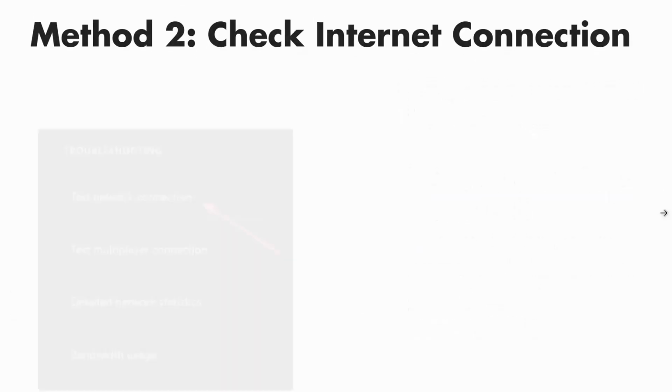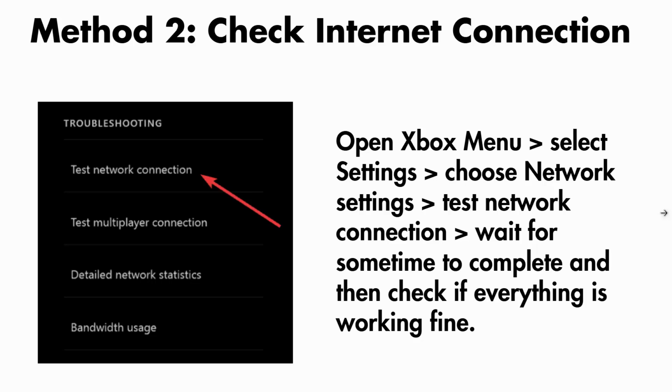If not, next is to check internet connection. For that, open Xbox menu, then select settings, then select network settings and click on test network connection. Now wait for some time to complete and then check if everything is working fine.